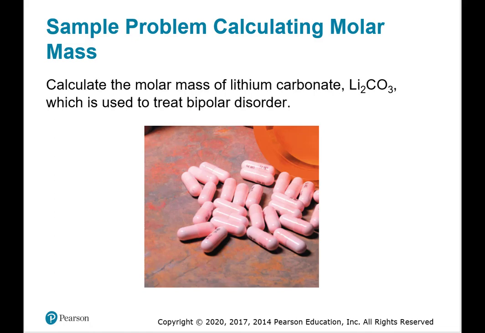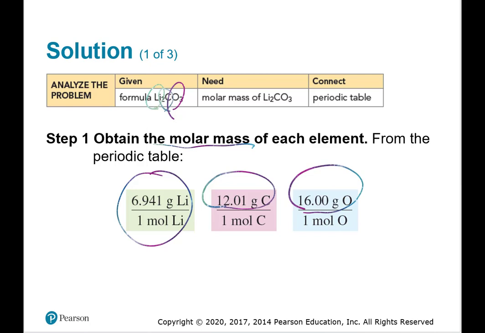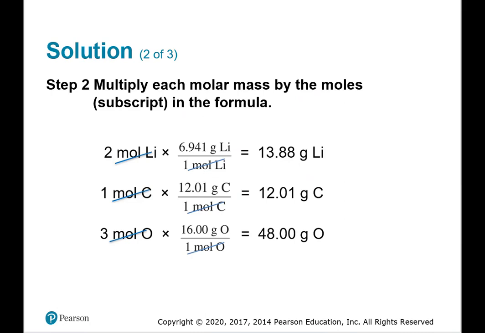Let's calculate the molar mass of lithium carbonate, which is Li2CO3. It's used to treat bipolar disorder. First, we need to obtain the molar mass of each element from the periodic table. So I've got the lithium, carbon, and oxygen. So we've got the lithium is 6.941, carbon says 12.01, oxygen is 16 grams. And remember, when I look at the periodic table and find those masses, it's always for 1 mole of those elements. But I don't have just 1 mole of each of those, do I? In Li2CO3, I have 2 lithiums, I have 1 carbon, and I have 3 oxygens.